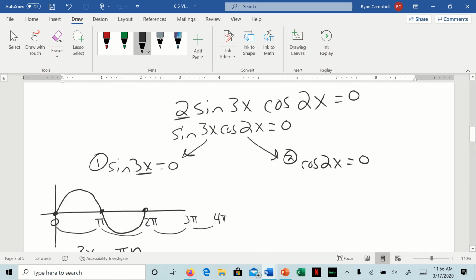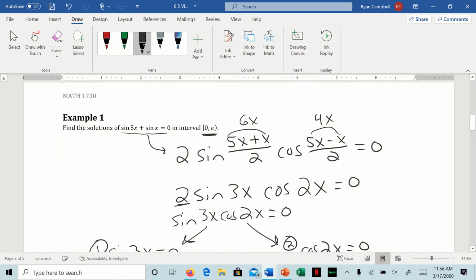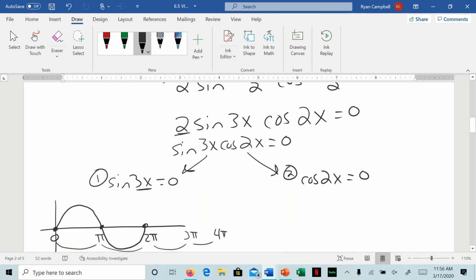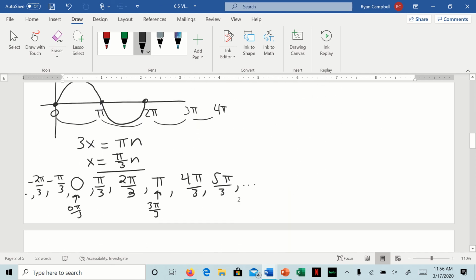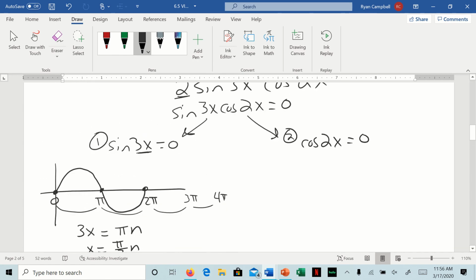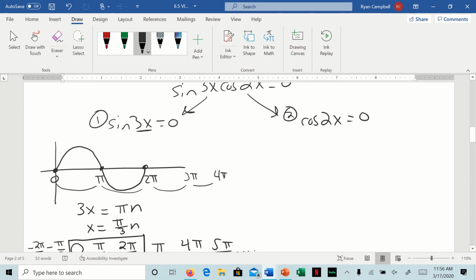So this is us listing out, more or less, the pattern for every solution. But since we only want the ones between 0 and pi, the only solutions that can happen are these three: the 0, the pi over 3, and the 2 pi over 3, because we're not including pi. All right. So next, let's look at the cosine of 2x equals 0.